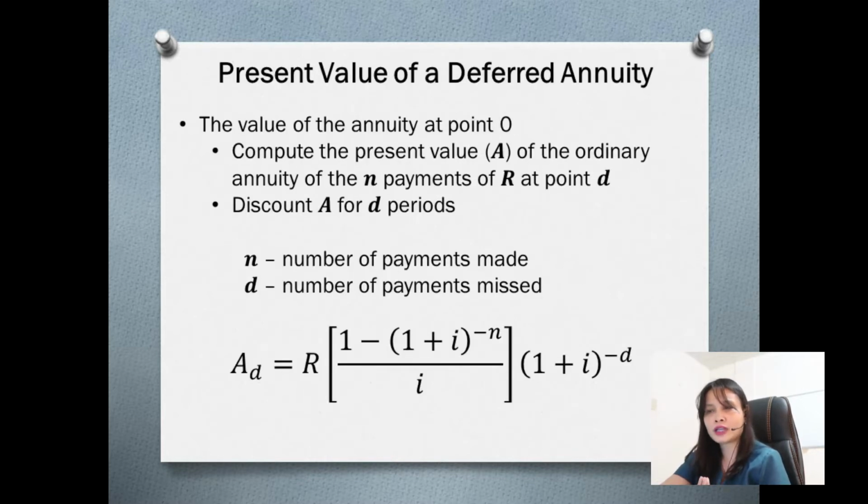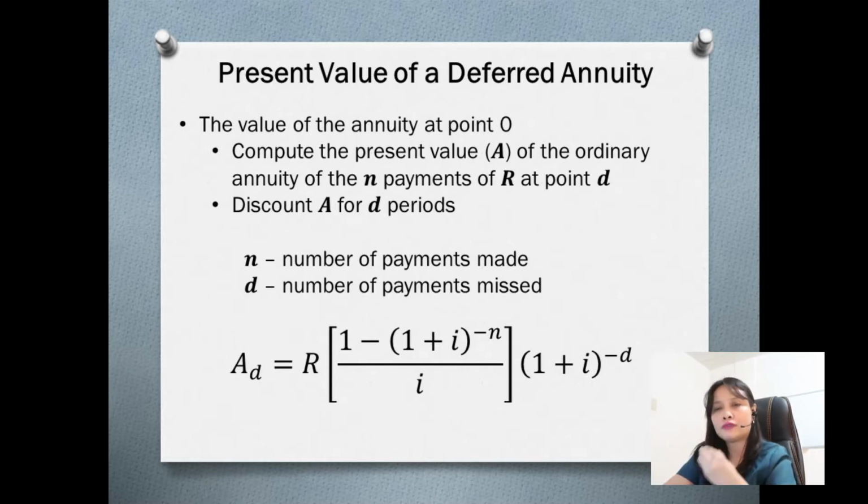So, the present value of a deferred annuity. The value of the annuity at point 0: compute the present value of the ordinary annuity of N payments of R at point D, discounted for D periods. So that's the formula for the present value of a deferred annuity. N refers to the number of payments made, and D refers to the number of payments missed.